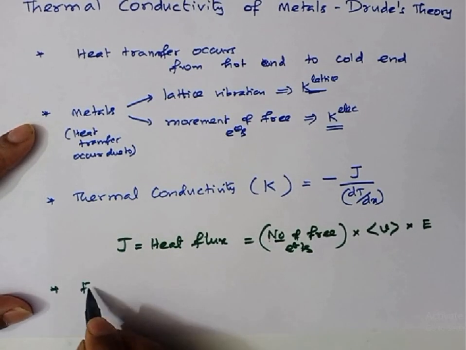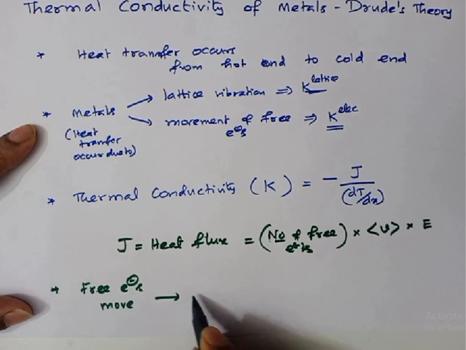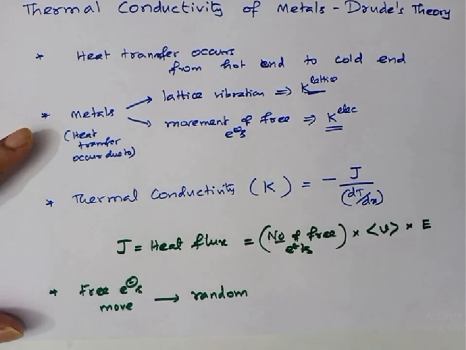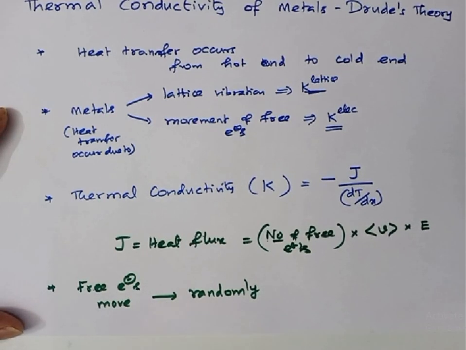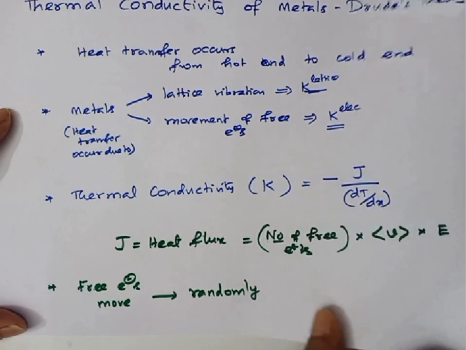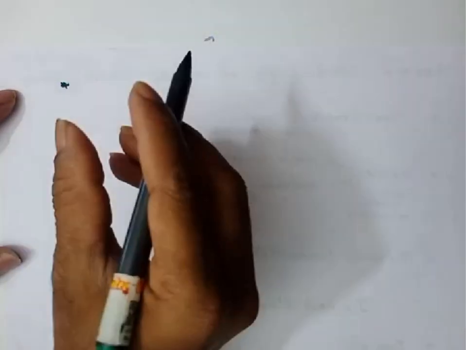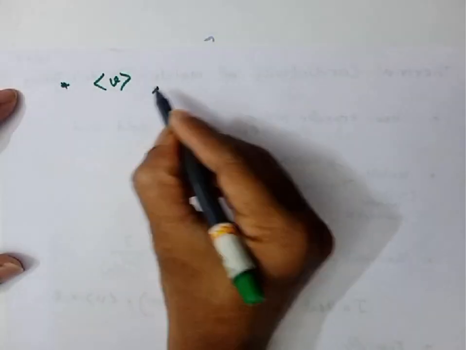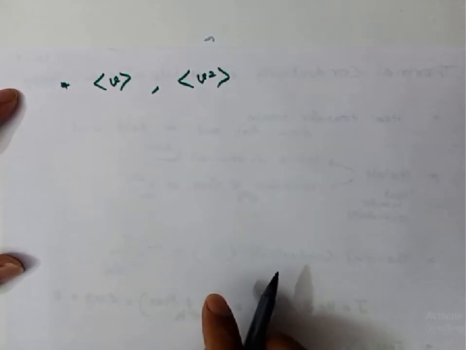So free electrons move randomly. It's a random motion. Clear? This is another important point you should keep in mind. Since they move randomly, we have to define an average velocity of the electron. Let the average velocity of the electron be v, and the average of the square of the velocity I'll represent as v square.